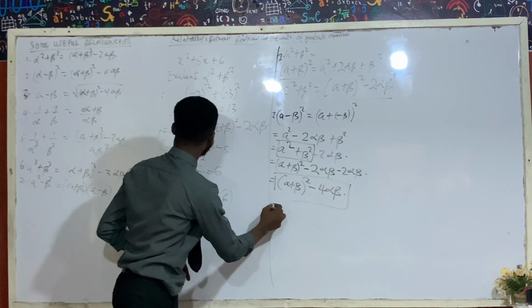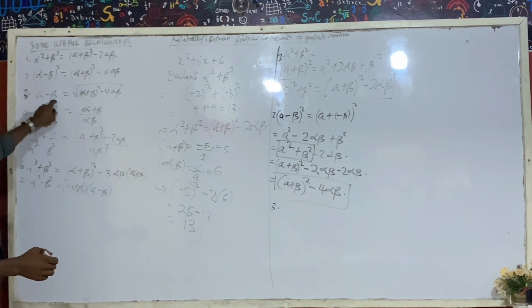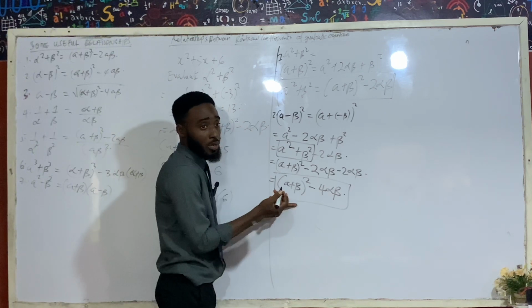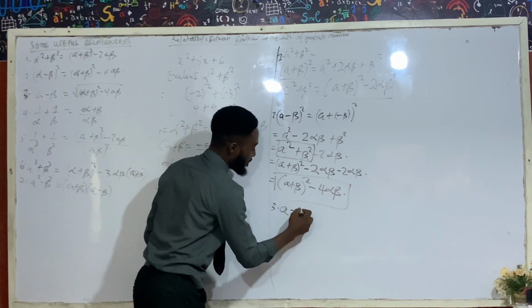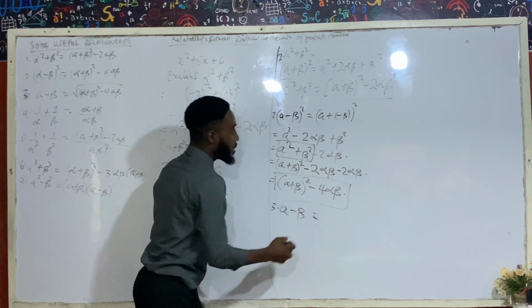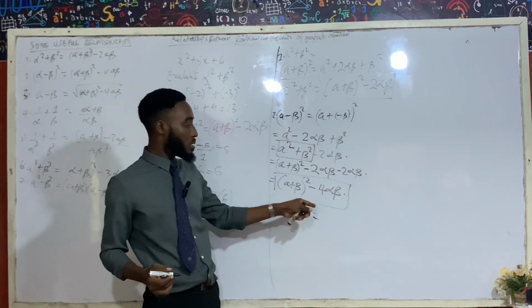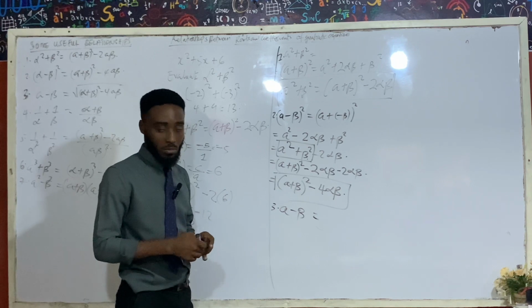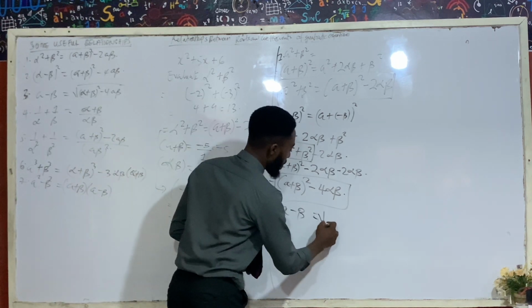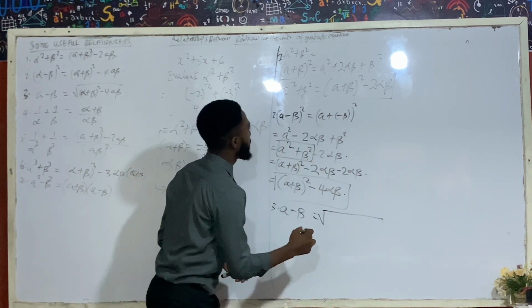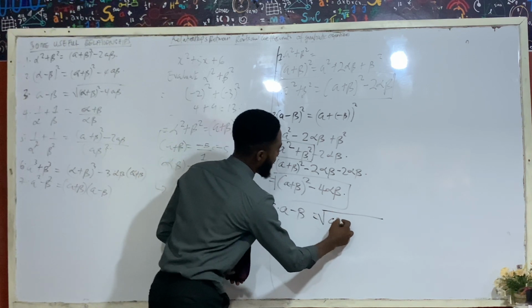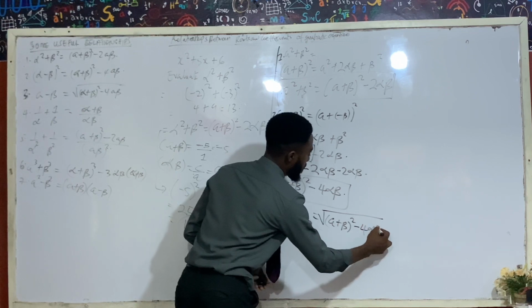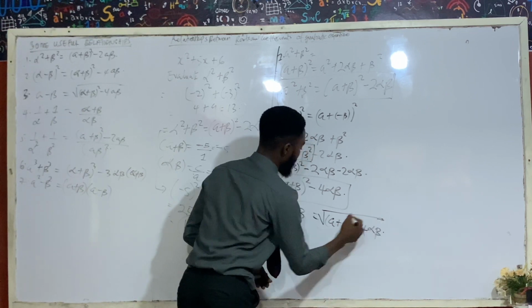Now the third one. Alpha minus beta is equal to root of, this already makes sense. If it's alpha minus beta, you just find the square root of this to arrive at this. So now I have root of alpha plus beta all squared minus 4 alpha beta.